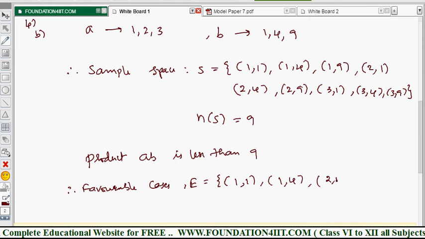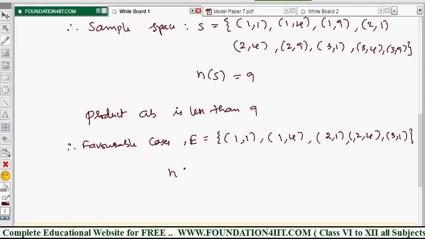And 2 comma 1, 2 comma 4, because 2 into 4 is 8 only. And not 2 comma 9. Again you can take 3 comma 1, because 3 into 4 is 12 and 3 into 9 is more than 9. Only these 1, 2, 3, 4, 5, right?